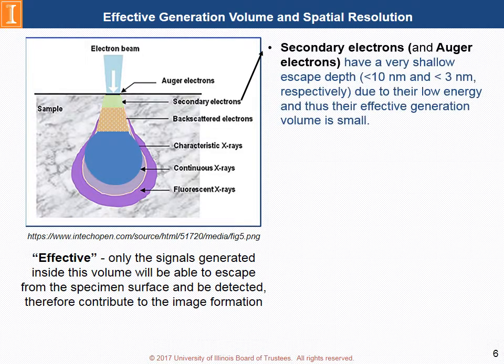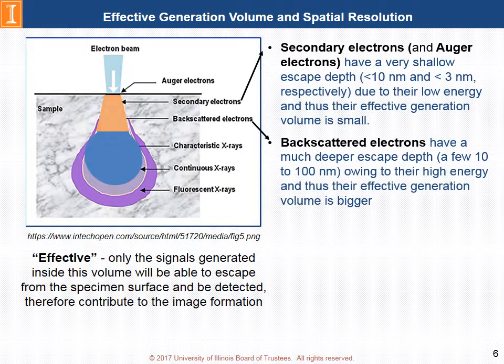The secondary electron effective generation volume is very small. Since secondary electrons are low energy electrons, they won't be able to travel from very deep in the sample to the surface. Backscattered electrons have a much larger effective generation volume because backscattered electrons have much higher energy. They can be backscattered out of the sample surface from much deeper in the sample.